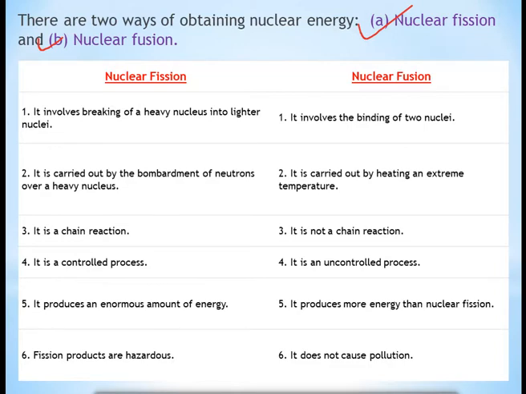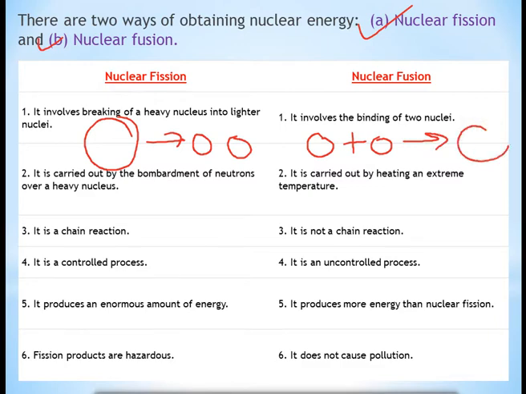So in nuclear fission, what happens? Fission involves breaking of a heavy nucleus into lighter nuclei. Suppose I have one heavy nucleus, it will break down into smaller nuclei. That is called fission. And what happens in fusion? Fusion means two smaller nuclei will join together to give you a big nucleus. It involves the binding of two nuclei.